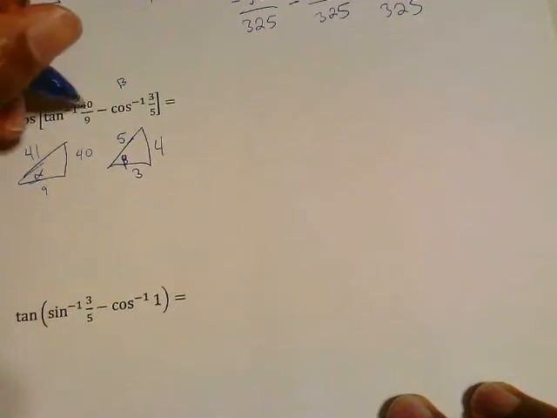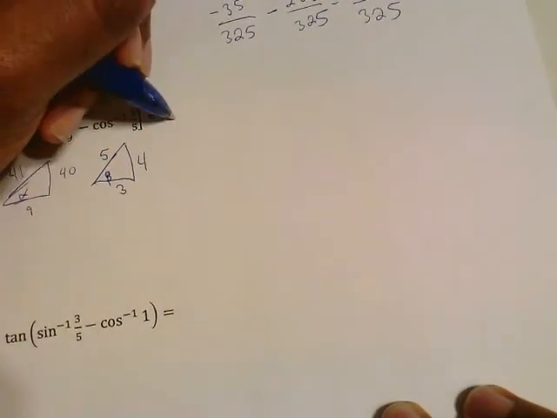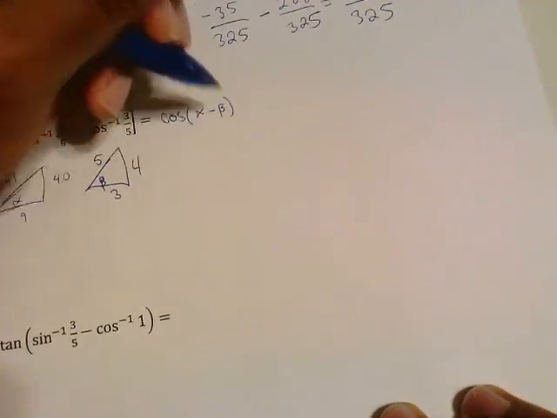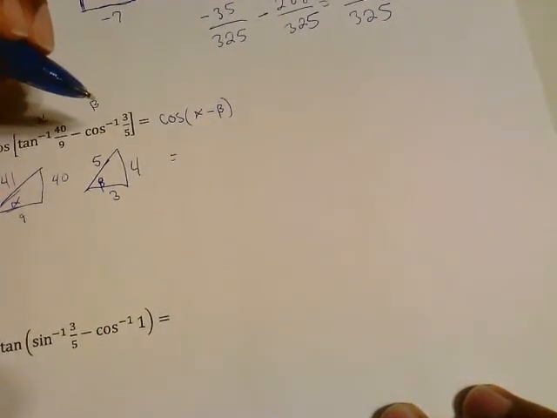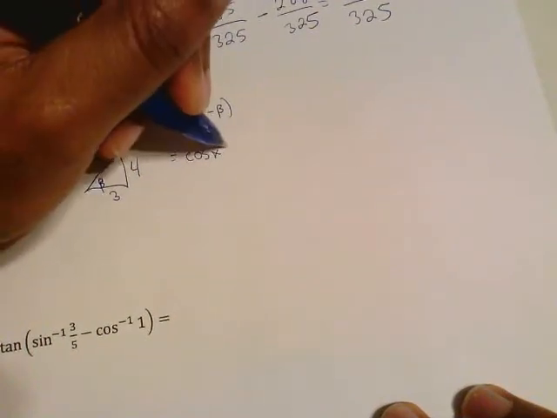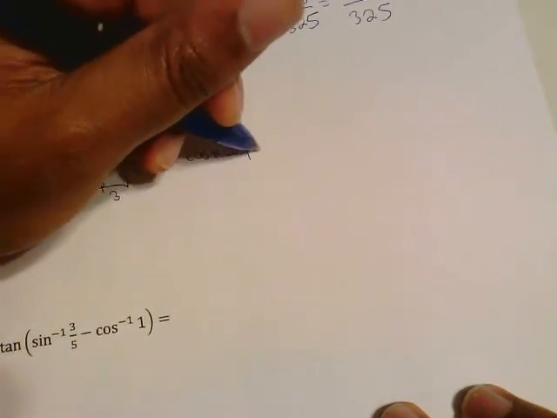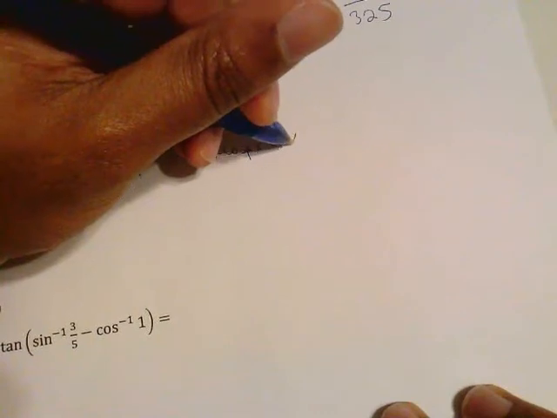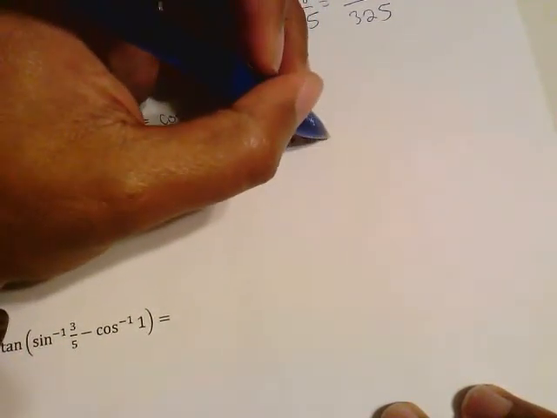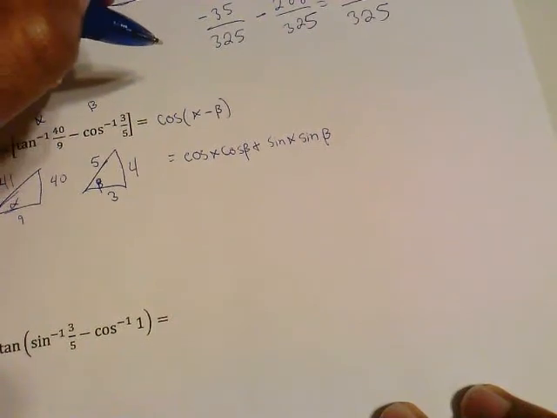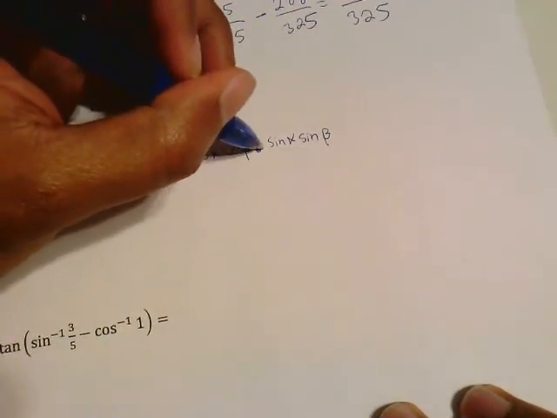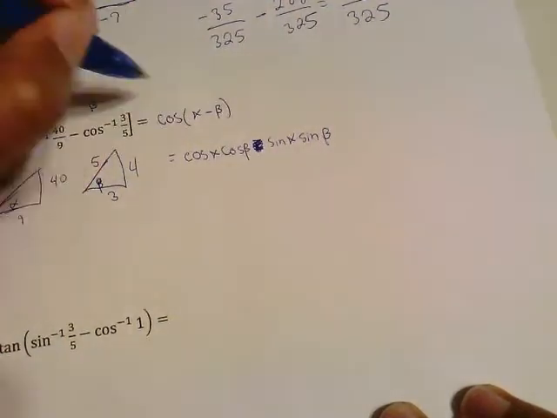So now we have a cosine difference formula. We're doing cosine of alpha minus beta. So this will leave us with cosine alpha cosine beta plus sine alpha sine beta. Nope, it's minus. Still minus. So now we evaluate.